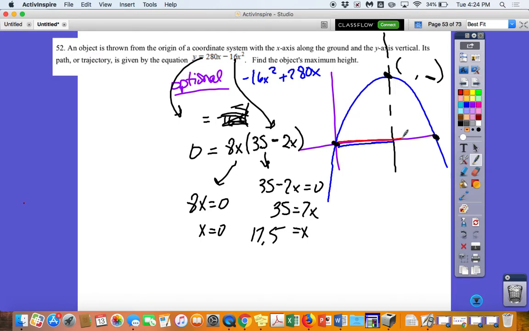Here, let's do a different color. So this is 17.5. I want to know the y part that goes with it. So all you do is plug it back in there. I guess it's just a different way of finding the x. I don't know if that helps you. It may or may not. Hope I didn't confuse you. So 280 times 17.5 minus 16 times 17.5 squared. You can just type that in your calculator.